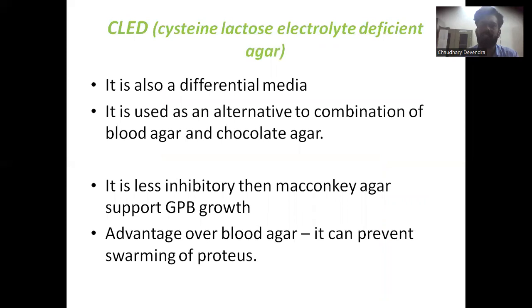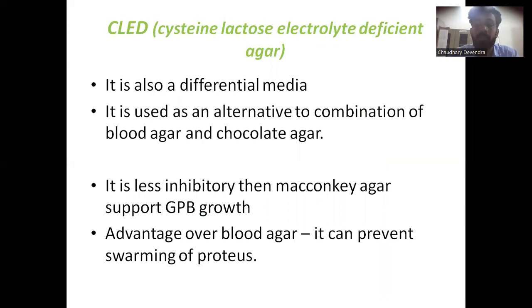CLED agar, cysteine lactose electrolyte deficient agar, is also a differential media. It is used as an alternative to the combination of blood agar and chocolate agar. It is less inhibitory than MacConkey's agar, supports gram positive bacterial growth, an advantage over blood agar. It can prevent swarming of Proteus.